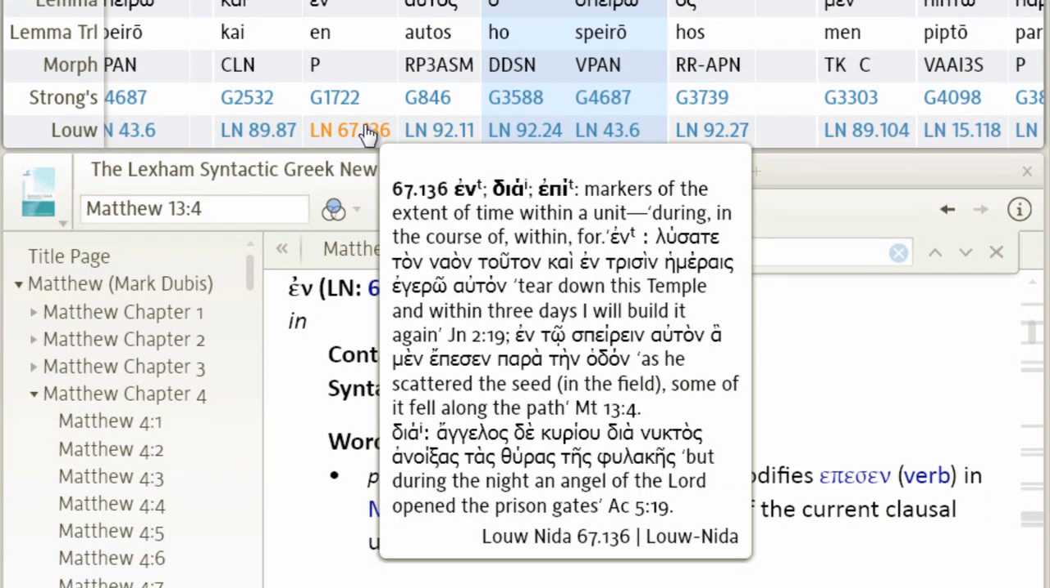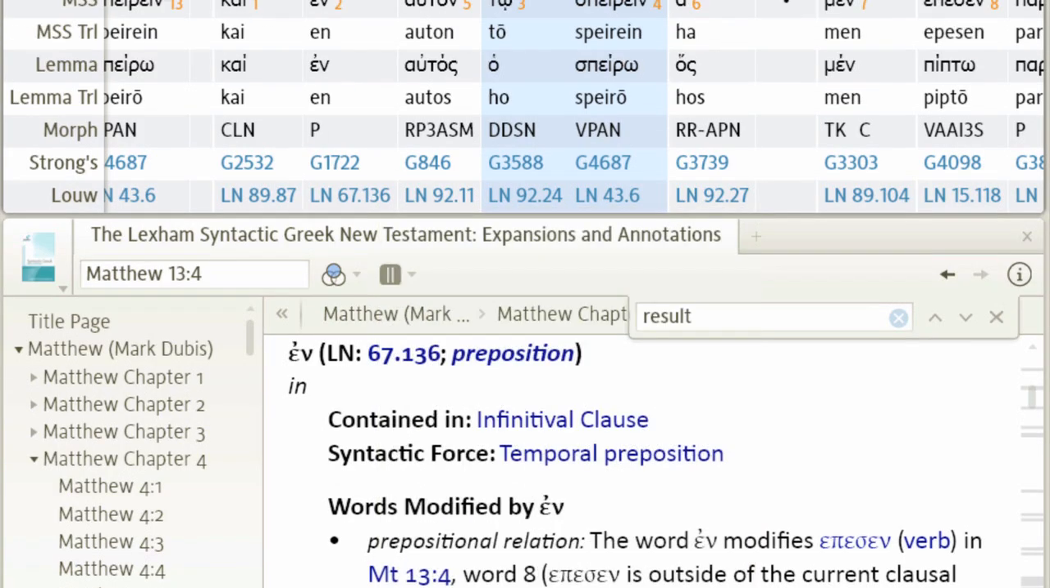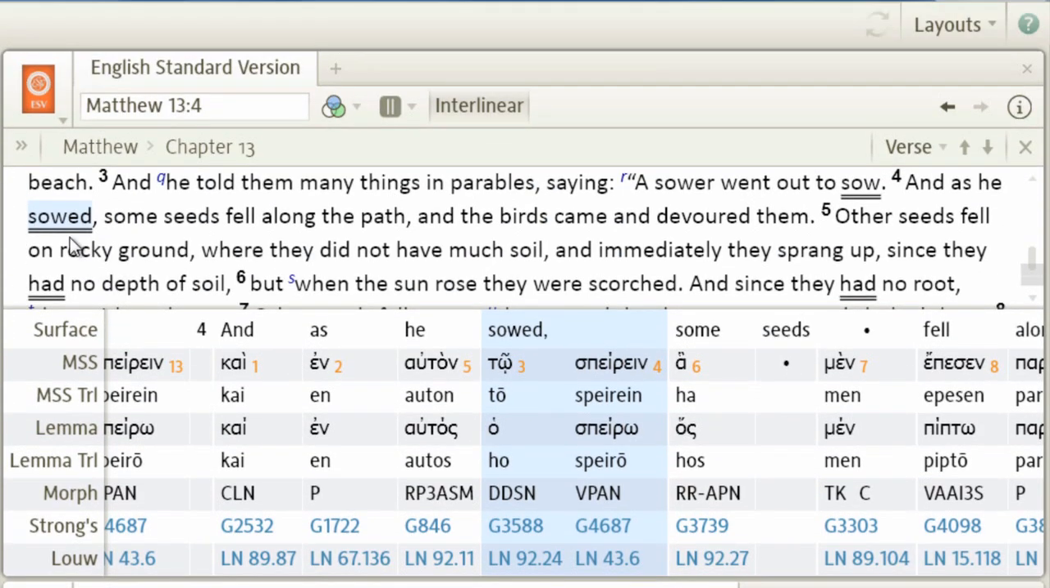And it reads that en or dia or epi can function as markers of the extent of time within a unit. And it can be translated during, in the course of, within. All of these different translations point to one action happening at the same time or around the same time as the main action. And that's what we have here. As he sowed, it's one action. Some seeds fell, and that's another action. These two are happening around the same time.